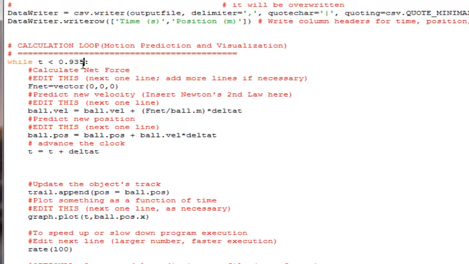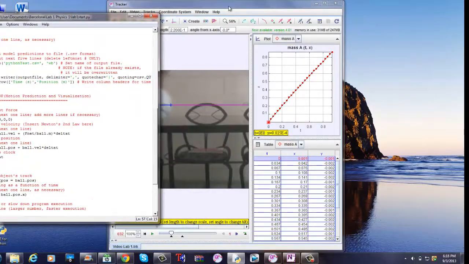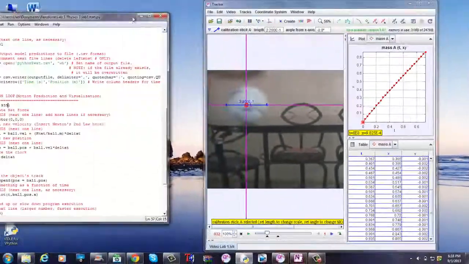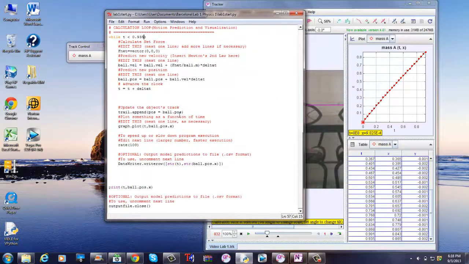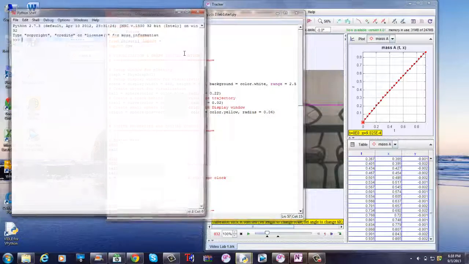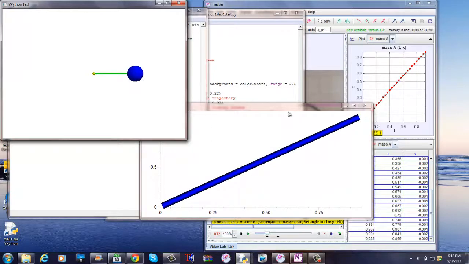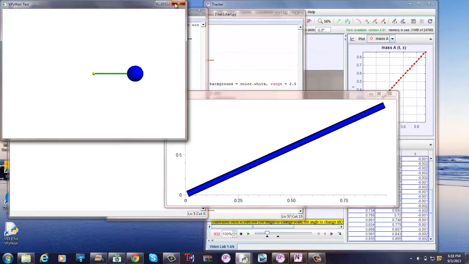And in here I put the last observation time, the last time of the video. I have it here. The last time is 0.935, so I place it here because that's the last observation time. So having all this, we run the computational model, and this is what we got. You can see here how the graph is going up, and in here how the ball is moving.